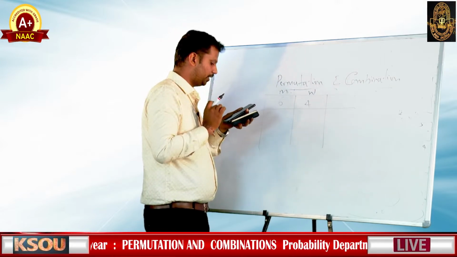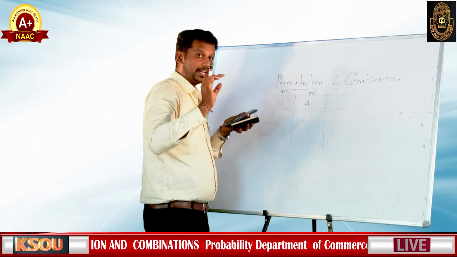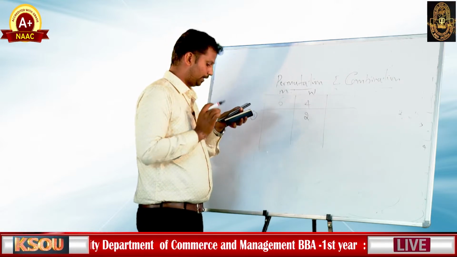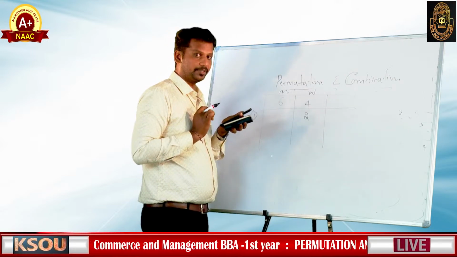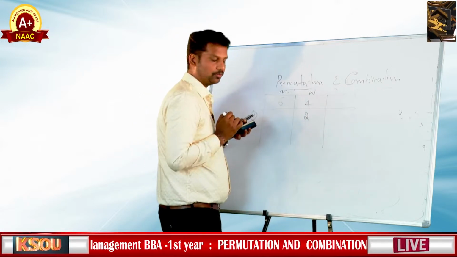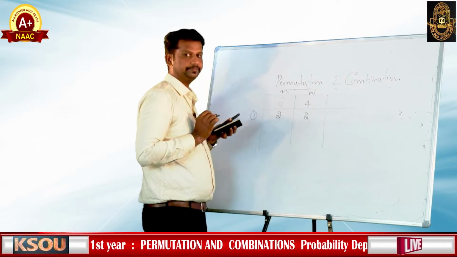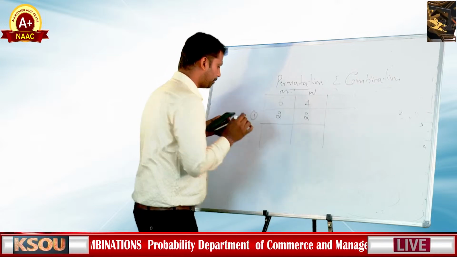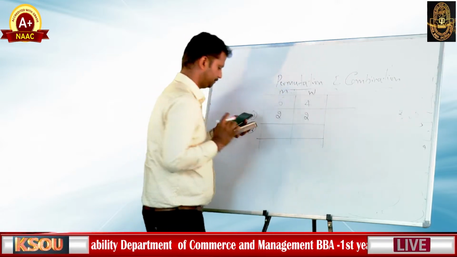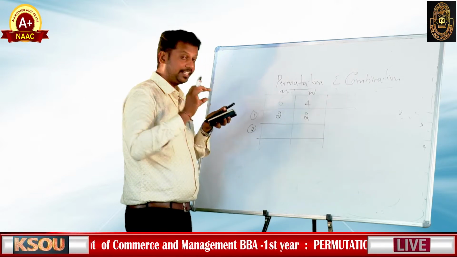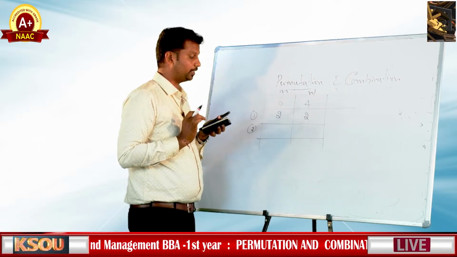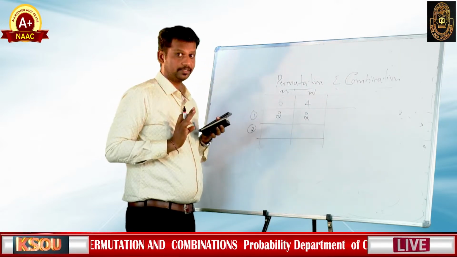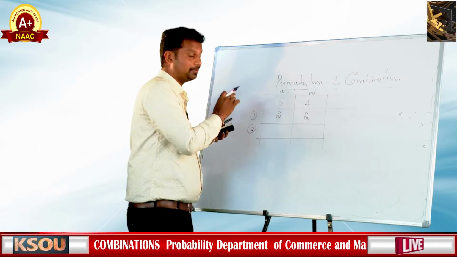What is the first condition? Exactly 2 women. If you select 2 women, the remaining 2 will be men. It's very easy. The second question: at least 2 women. At least 2 women means minimum 2, and the maximum will be either 3 or 4.